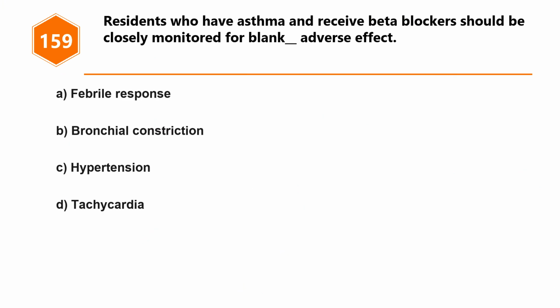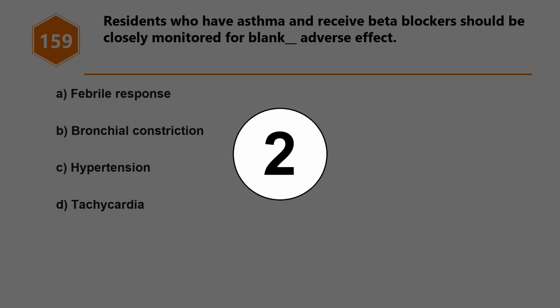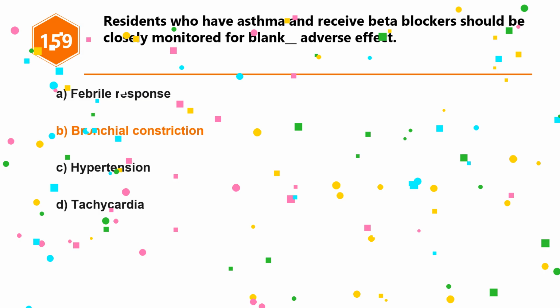Question 159. Residents who have asthma and receive beta blockers should be closely monitored for which adverse effect? Option A, febrile response. Option B, bronchial constriction. Option C, hypertension. Option D, tachycardia. The correct answer is option B, bronchial constriction.